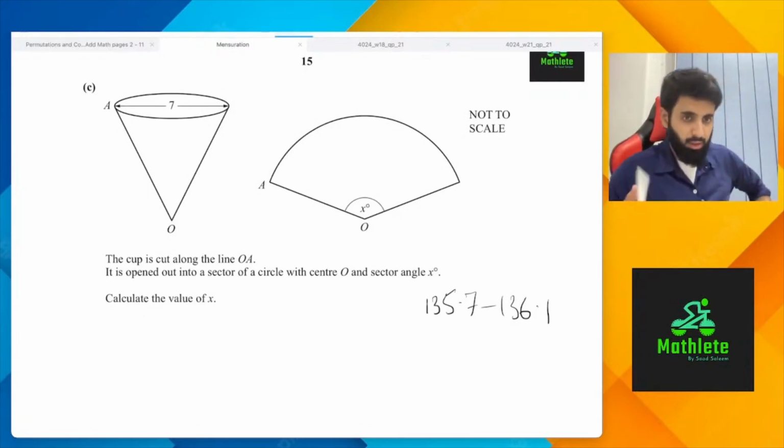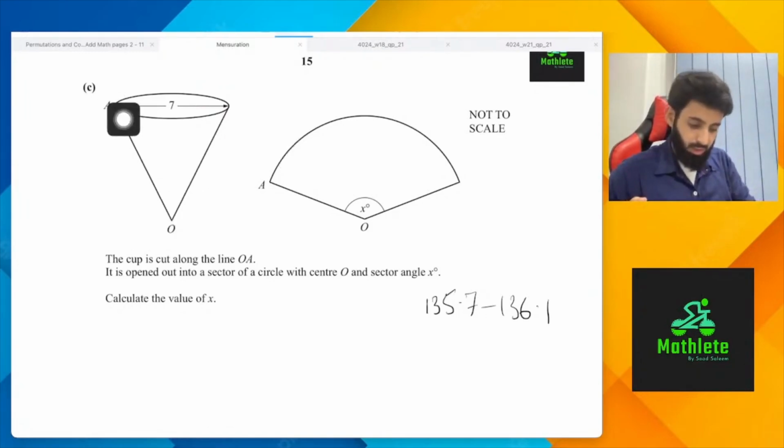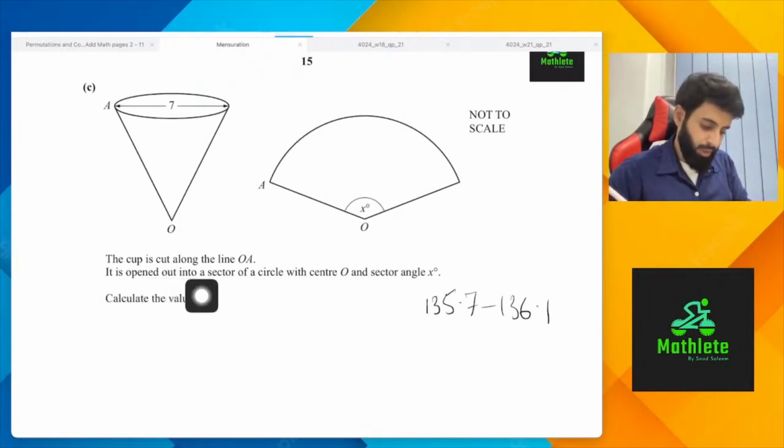Okay, now let's have a look over here. It says the cup is cut along the line OA. So the cup is cut along this line. Okay, it is opened out into a sector of a circle with center O and sector X. Calculate the value of X.